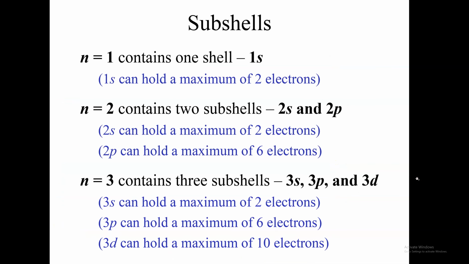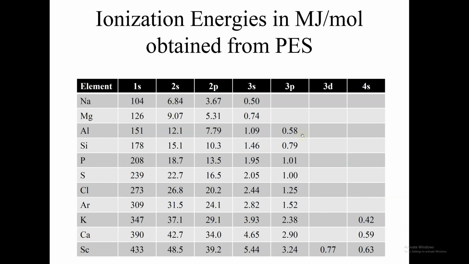So usually the way we do this is you take a look at subshells. So 1s contains a maximum of 2 electrons, 2 contains 2s and 2p with a maximum of 6. So you have 8 electrons on the 2 shell, and then your 3 goes up to d10, which means you've got 2, 6, 10. That's a total of 18 electrons. And so here's the energy in megajoules obtained from PES.